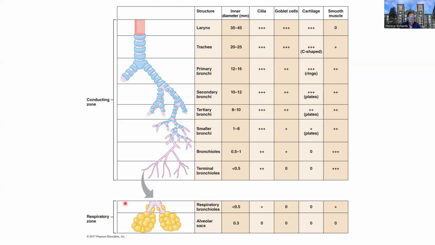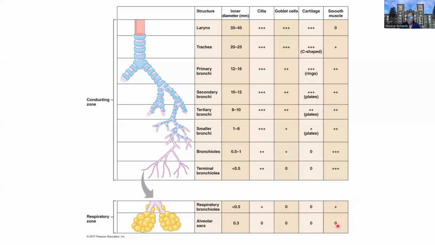When we get to the respiratory zone, this is where we begin to see exchange. So there's no cartilage, very little smooth muscle, and that is also disappearing. And then also no goblet cells, very little cilia. So at this level, the barrier for diffusion gets smaller and smaller, and at the alveolar sacs themselves, there is no cartilage, no cilia, no goblet cells, no smooth muscle.